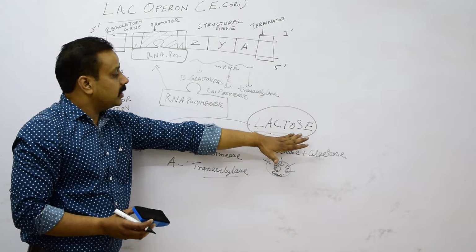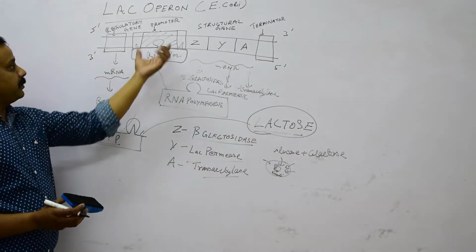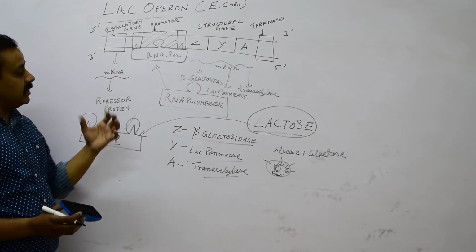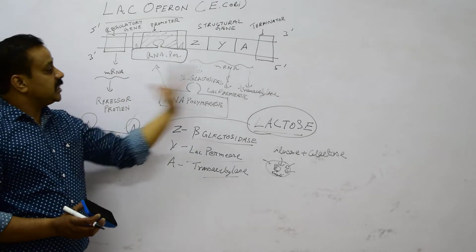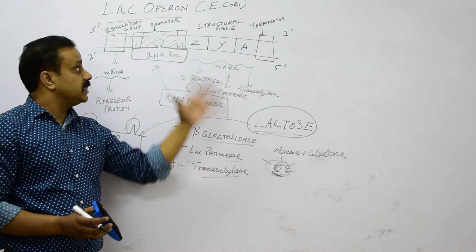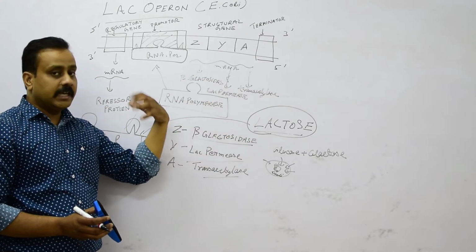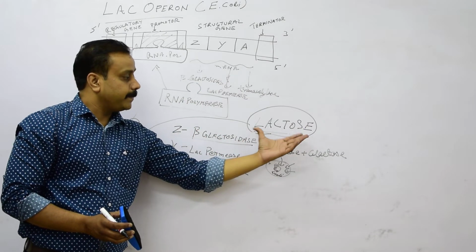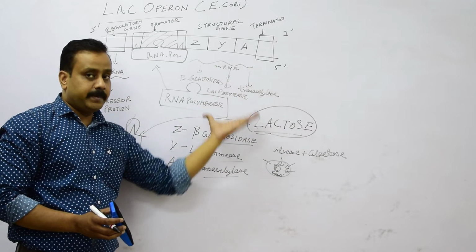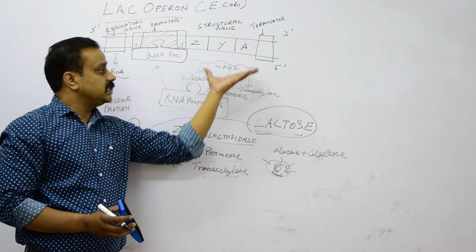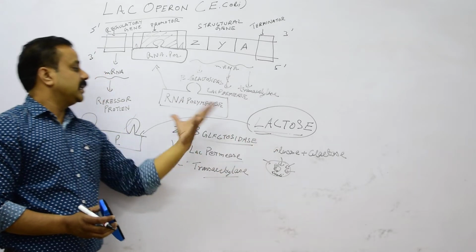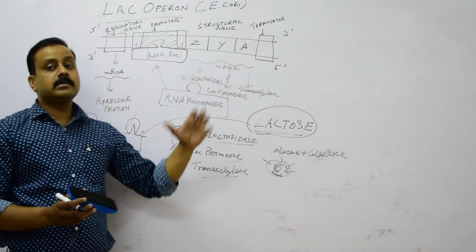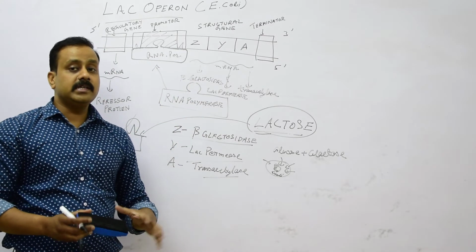If lactose is not there, the promoter region will be blocked by the repressor protein. So in this way we can say the gene expression is regulated. In this particular model we are seeing that the gene expression is regulated by lactose. When lactose is there, the genes will be expressed, and when lactose is not there, the genes will not be expressed, and that is basically controlled with the help of a regulatory gene. So this model tells us how the expression of a particular gene is regulated.